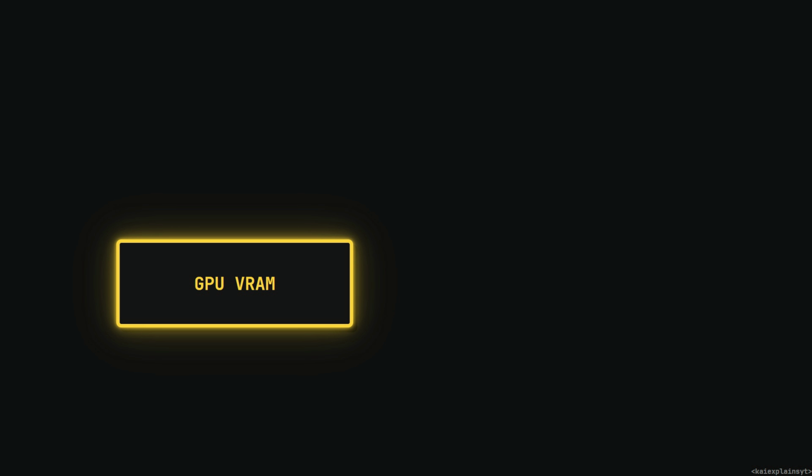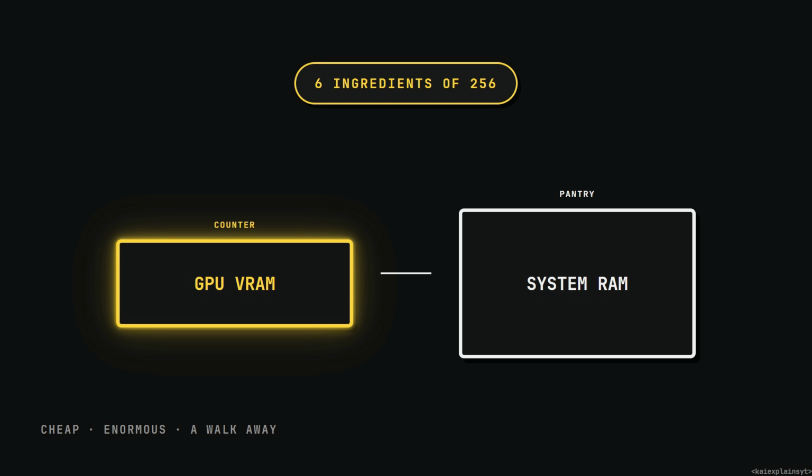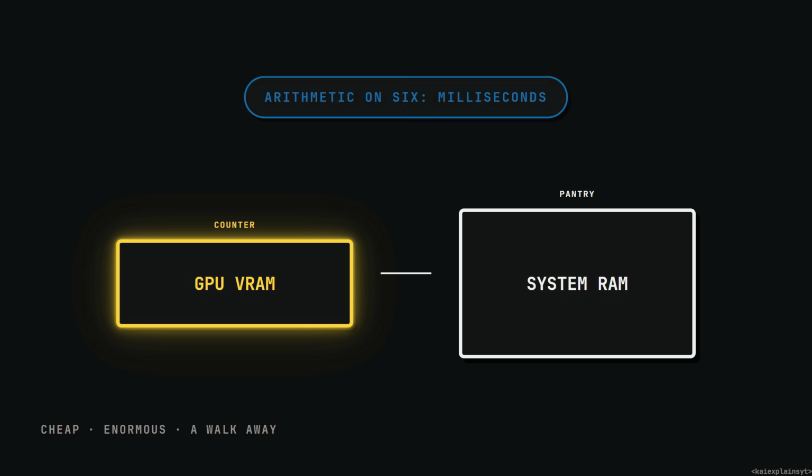The way I keep this straight in my head is a kitchen. Your graphics card is the counter, small, expensive, and everything on it is instantly to hand. Your system RAM, the ordinary memory your computer has, is the pantry down the hall. Cheap, enormous, and it takes a walk to get anything out of it. A mixture of experts model is a recipe that needs 6 ingredients out of 256, and it won't tell you which 6 until you're already cooking. The arithmetic on those 6 is easy, and the GPU gets through it in milliseconds.